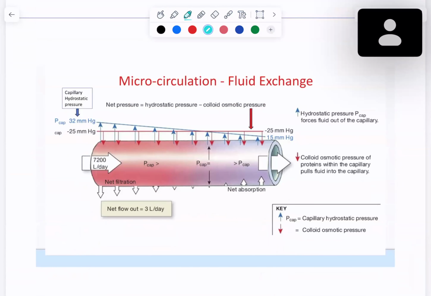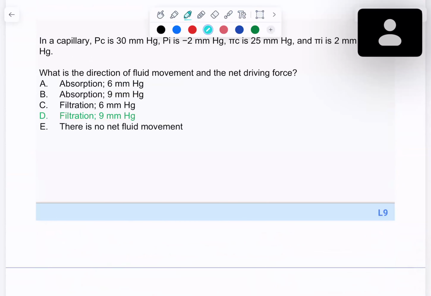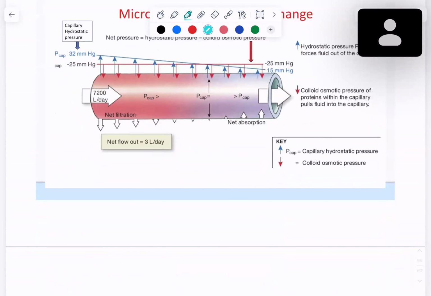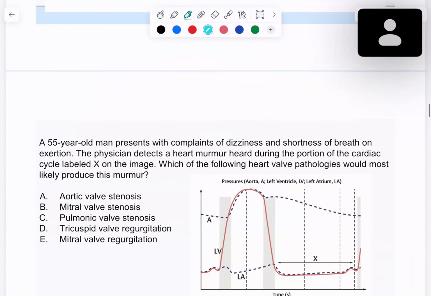And this is the slide that explains this for you. You can also look at it by seeing whether the answer is positive or negative. If the answer is negative, then that means it's absorption. But you can also just look at which value is higher than the other.